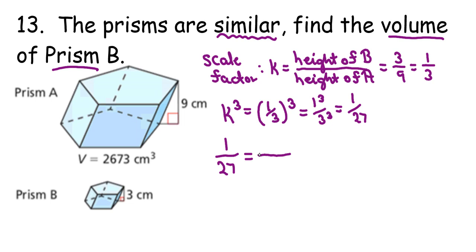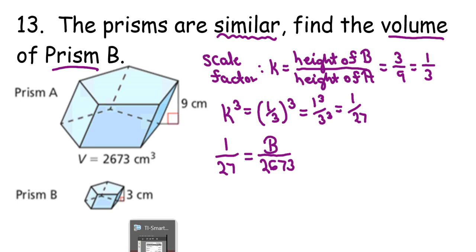Well, the volume of Prism B isn't known, so I'm going to leave capital B up in the numerator to represent the volume of Prism B. But that's going to get divided by the volume of Prism A, which is 2,673. So there is a beautiful setup for the proportion.